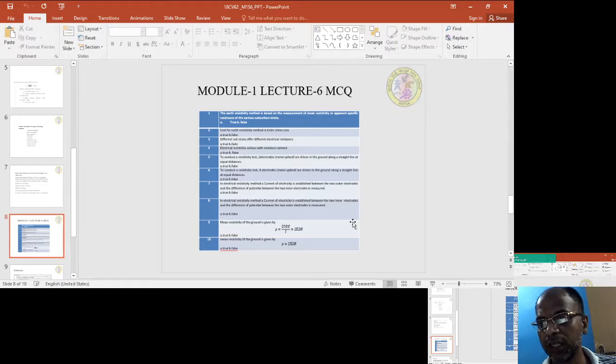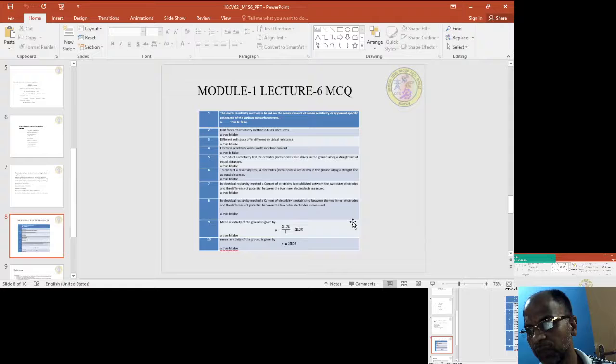To conduct a resistivity test, 2 electrodes, metal spikes, are driven in the ground along a straight line at equal distance. No, the statement is false. 4 electrodes are required. So to conduct the resistivity test, 4 electrodes are driven in the ground along a straight line. Yes, it is true, option A. In the electrical resistivity method, a current of electricity is established between the 2 outer electrodes, and the difference of potential in the 2 inner electrodes is measured. It is true, that is option A.